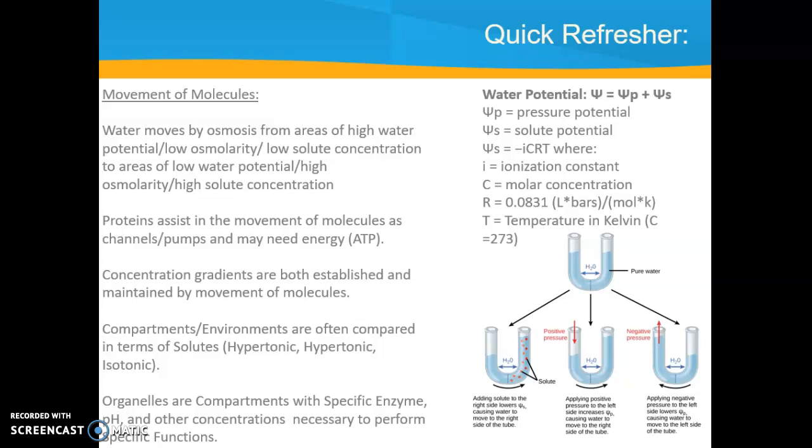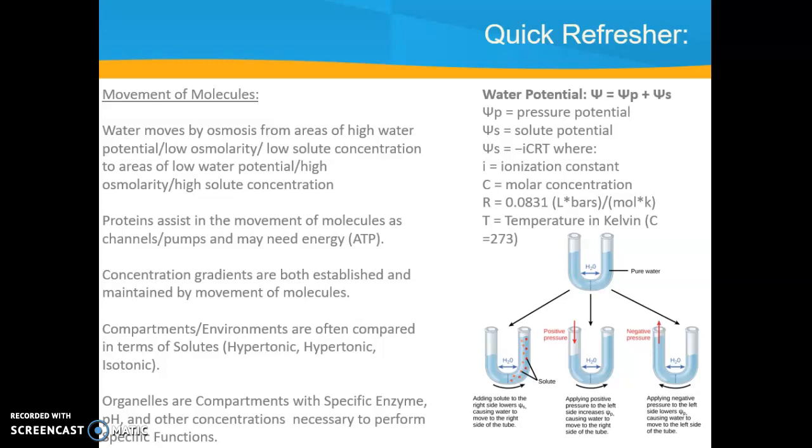Animal cells prefer isotonic solutions, where the outside of the cell solution is exactly the same as the inside of the cell solution. So water enters and exits the cell at the same rate, and there's no net water movement. So it's entering and exiting at the same rate.